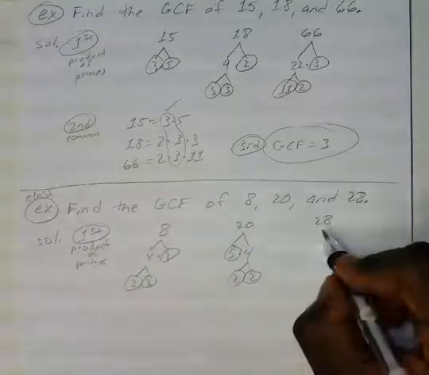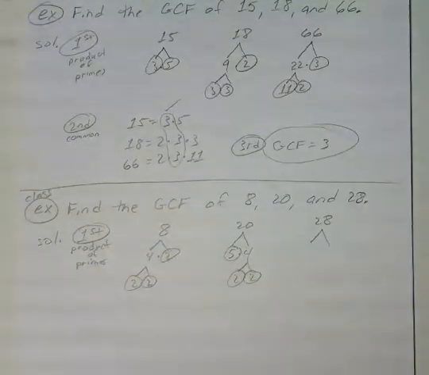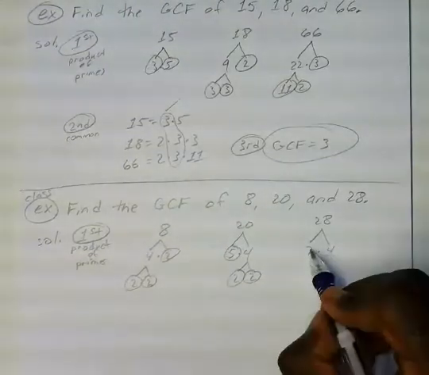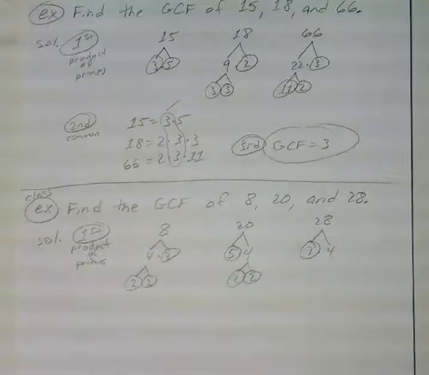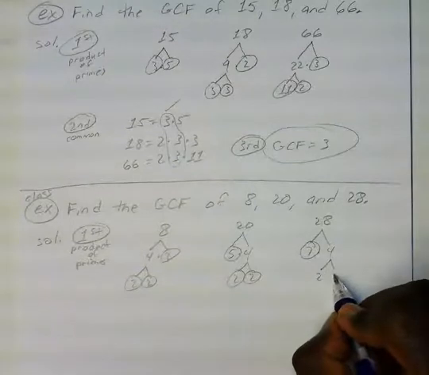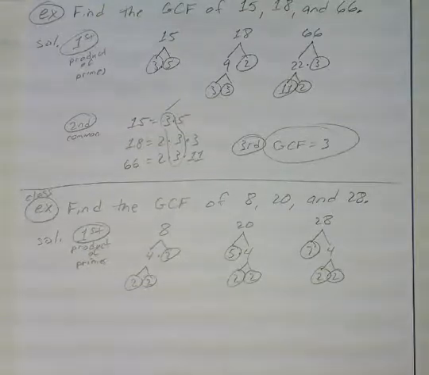Okay, and 28, you can make that 14 and 2, 7 times 4, doesn't matter. So we can go ahead and make that 7 times 4, where we know the 7 can't be reduced anymore, so we go ahead and circle it. That 4, you can factor that to 2 times 2, and neither one of those 2's can be factored anymore, so we can circle those also.